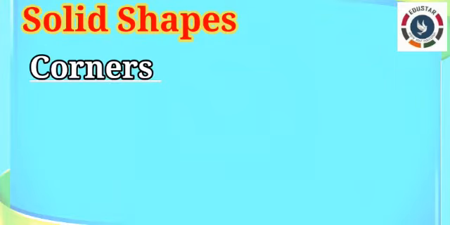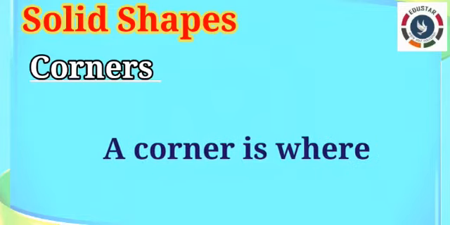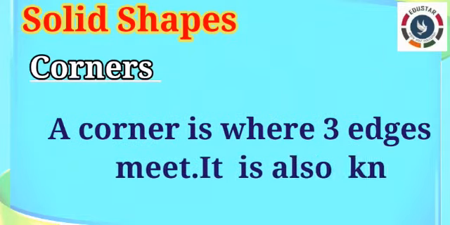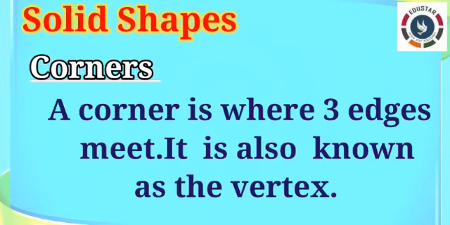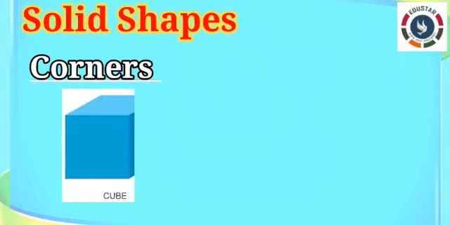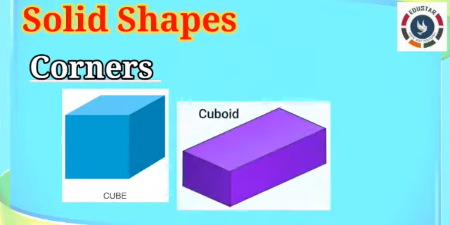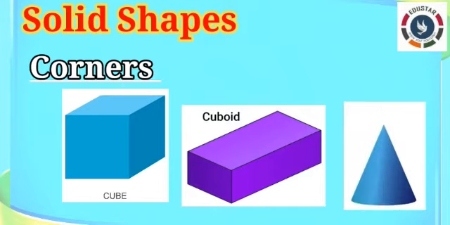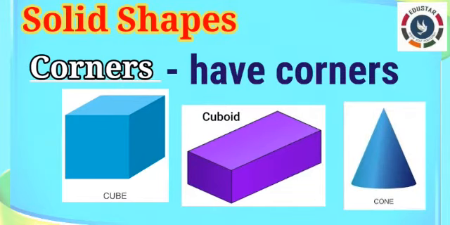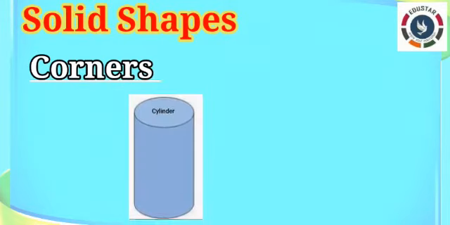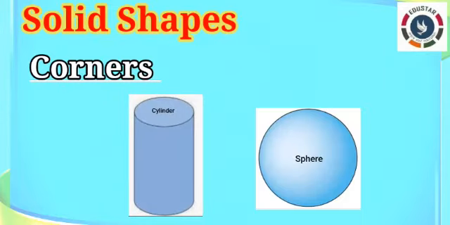Then corners. A corner is where three edges meet. It is also known as a vertex. Cube, cuboid and cone have corners, but cylinder and sphere do not have any corners.